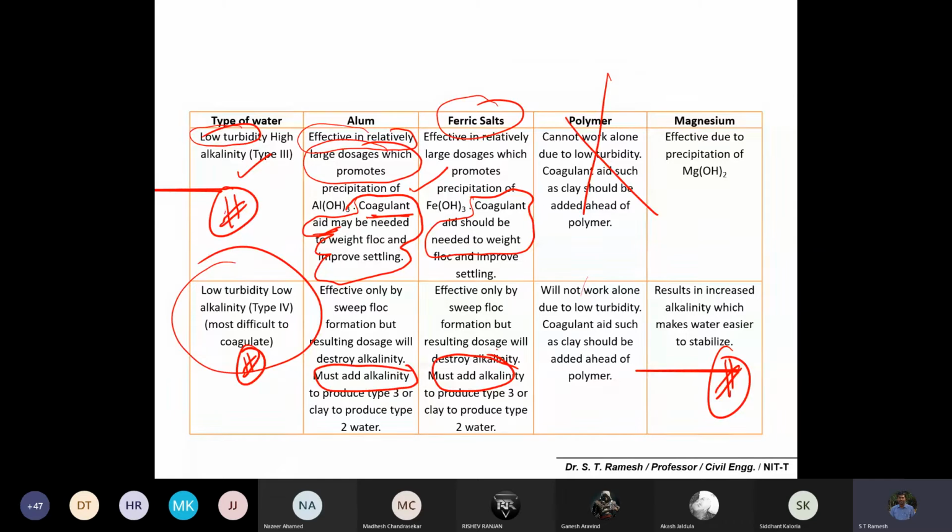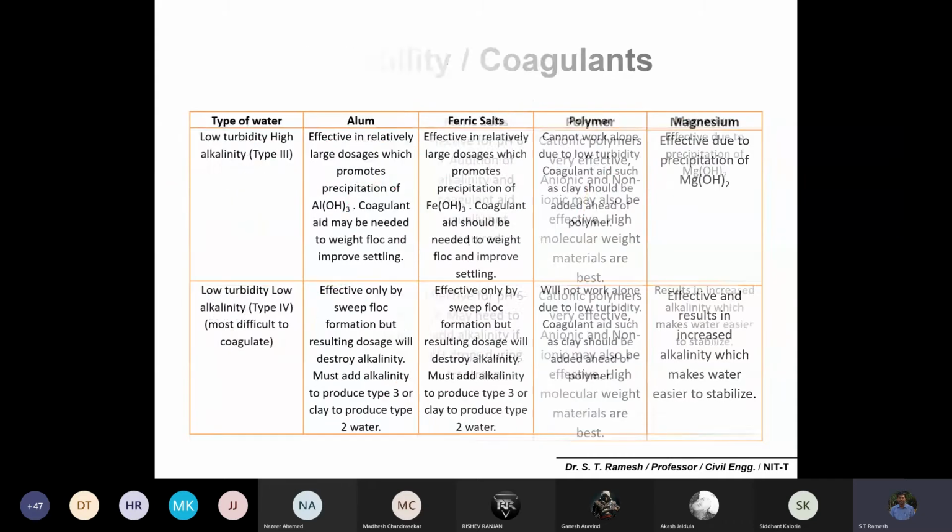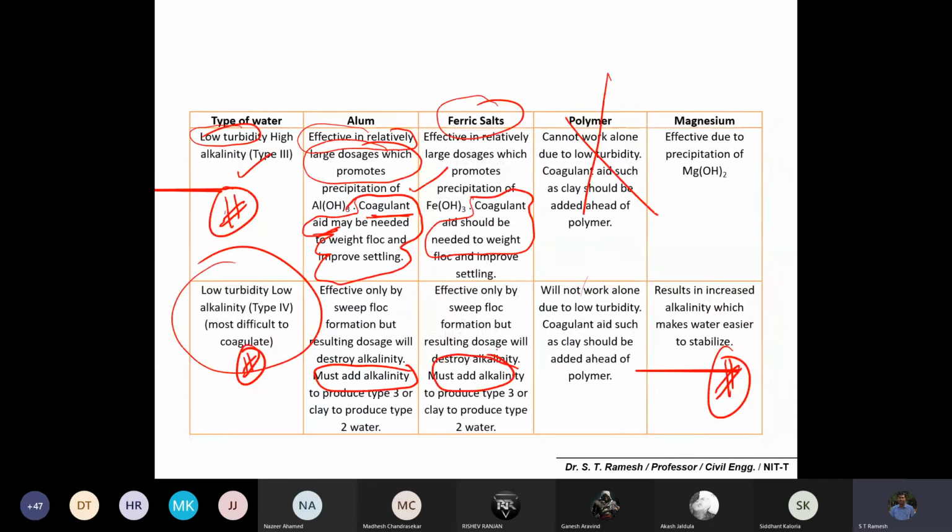Is it okay? So please remember these four conditions and what type of salts are important for coagulation activity. Type 1, high turbidity, high alkalinity. Type 2, high turbidity, low alkalinity. The third case is low turbidity and high alkalinity. And the fourth case is very difficult to coagulate, that is low turbidity and low alkalinity. If any situation exists in this condition, you have to shift it to other cases, thereby the coagulation activity will go on in a smooth way. Is it fine?